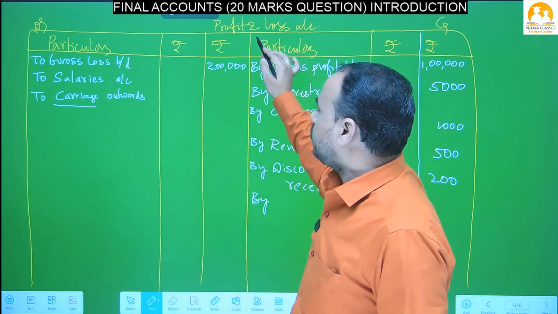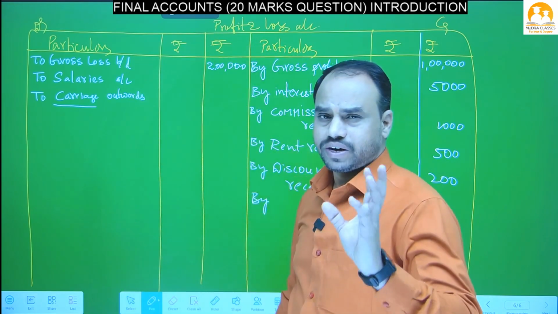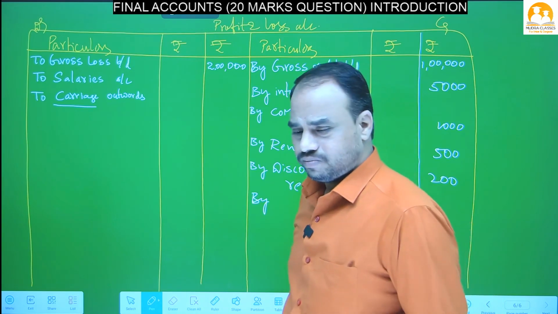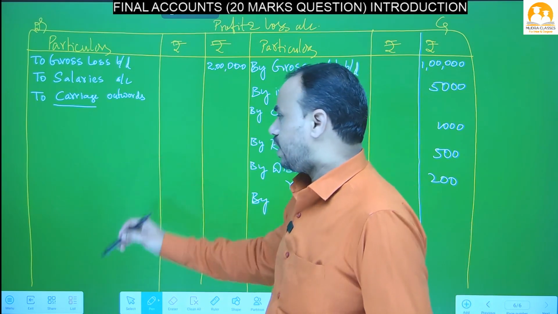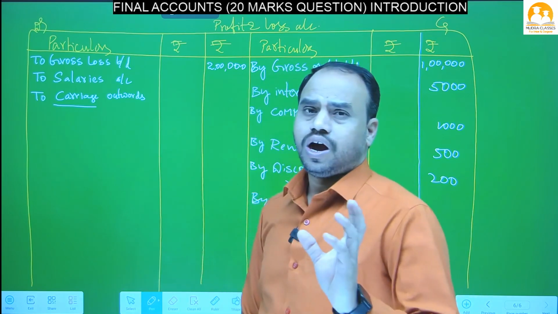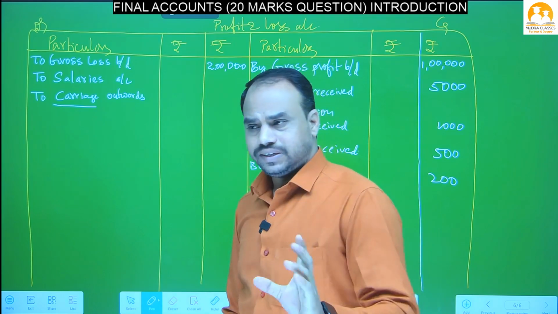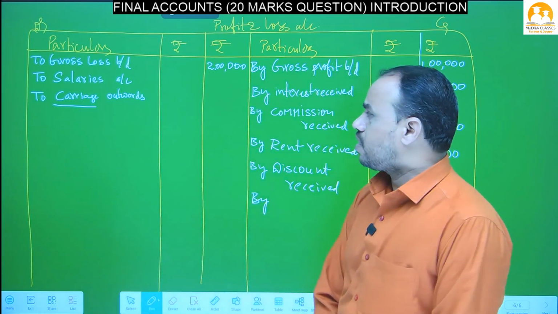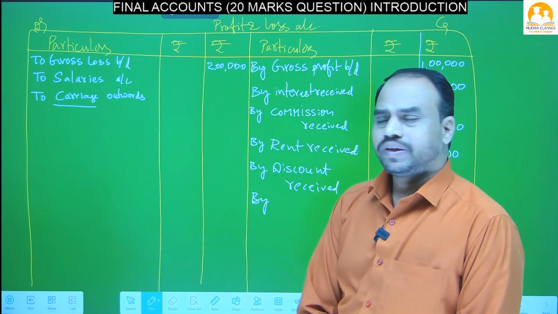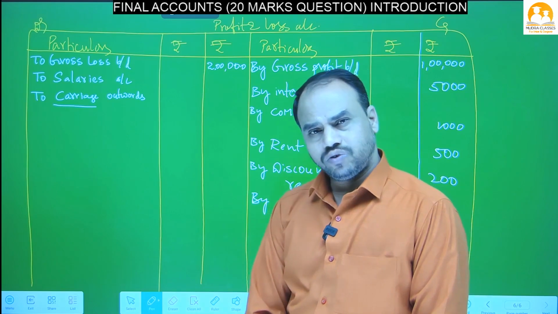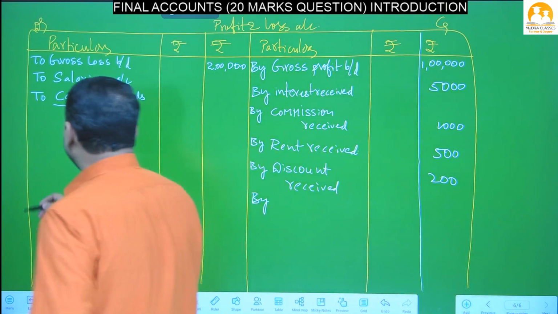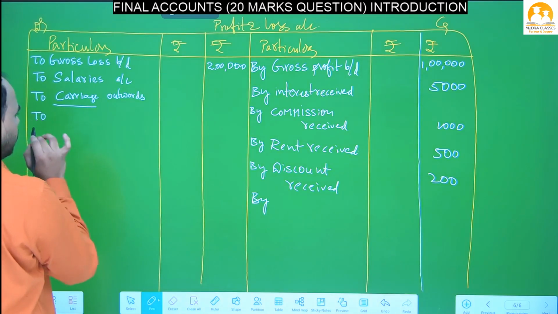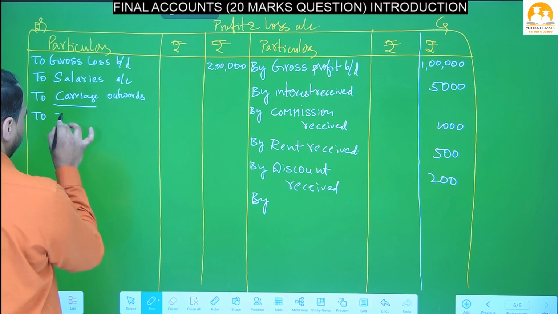Simple term I will tell you. In the profit and loss account debit side, we write all office related items; all sales related items are written in the trading account debit side. So office related expenses and sales related expenses are written in the profit and loss account debit side. First one salary, second one carriage outwards, afterwards the regular items I am writing, which come regularly in the profit and loss account.